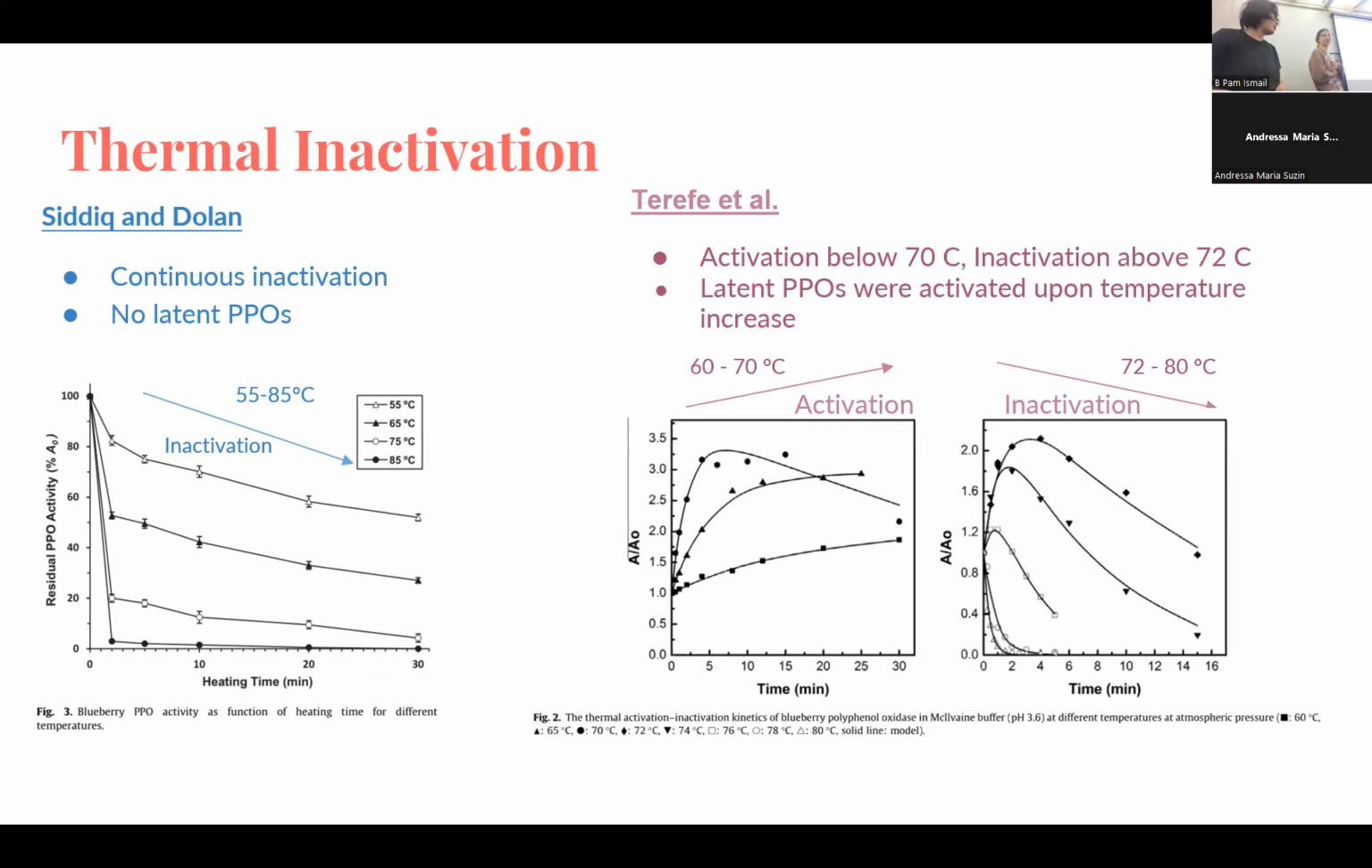And in contrast, Tracy et al. divided it into two graphs to see the trends. At lower temperatures, there is a lot more activation compared to deactivation, whereas over 72 degrees Celsius, they noticed a lot more inactivation. And the authors theorized that the latent polyphenol oxidases were activated upon this temperature increase over time.